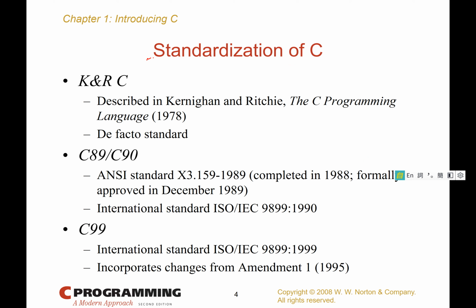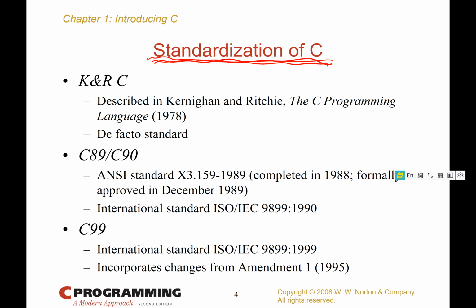Over the years, so many people have used C, and you want C to become more popular and be portable. It means that you can develop a C program on this computer, and hopefully your program can move to another computer and still work. So in history, the C language has gone through many generations, and it has been standardized.